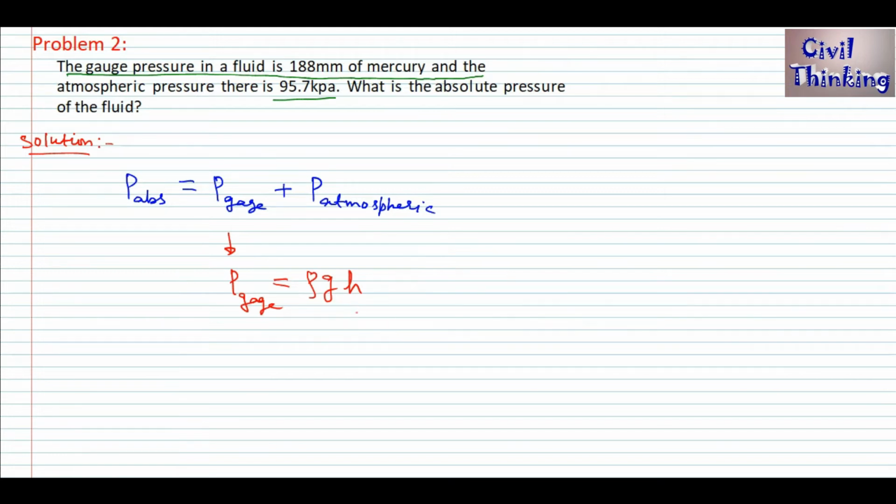So let's write what we get. P gauge is equal to the density of mercury times g times h. The density of mercury is the specific gravity of mercury multiplied by the density of water. Here h is 188 mm, which is 0.188 meters.